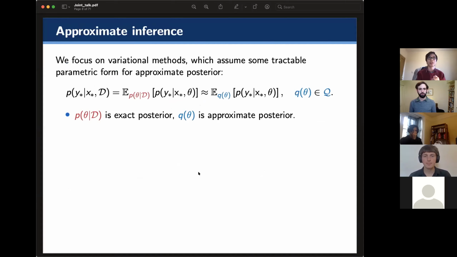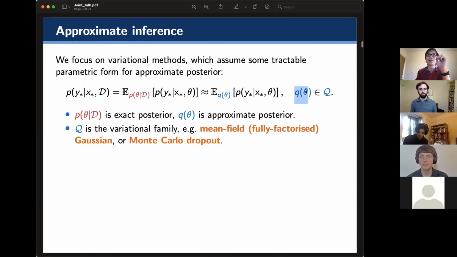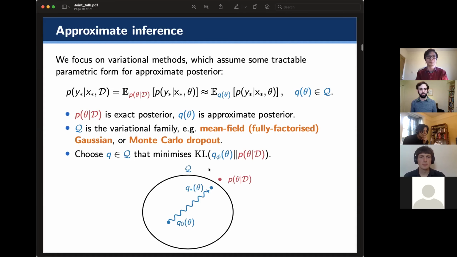To make sure we're all on the same page, we focus on variational methods, which assume some kind of tractable parametric form for the approximate posterior. So here I have on the left the predictive distribution that we want. Y and X star are new targets. The real solution is an integration against the true posterior in red, but we approximate it by integration against the approximate posterior in blue. Now, the blue posterior Q is chosen from a blue approximating variational family called curly Q. Most commonly, this is going to be the mean field or fully factorized Gaussian distribution, or it's going to be some kind of Monte Carlo dropout distribution.